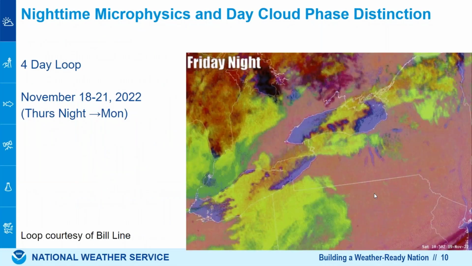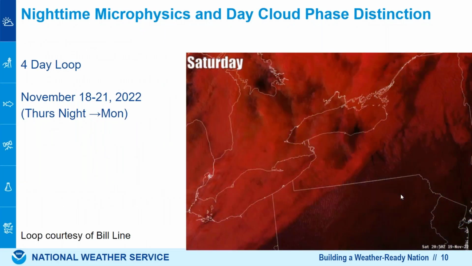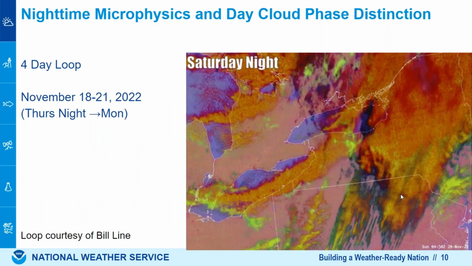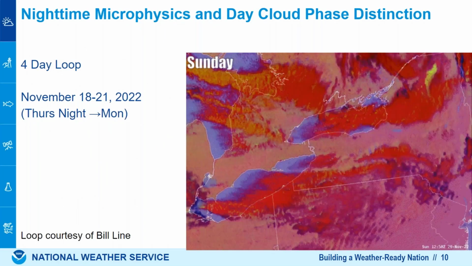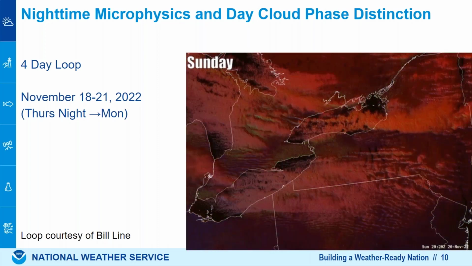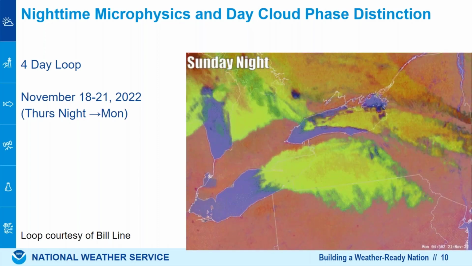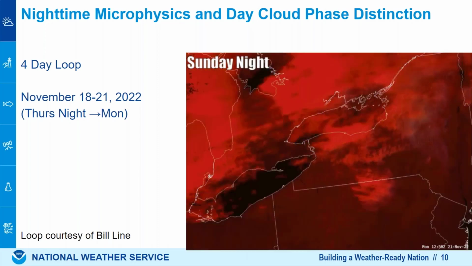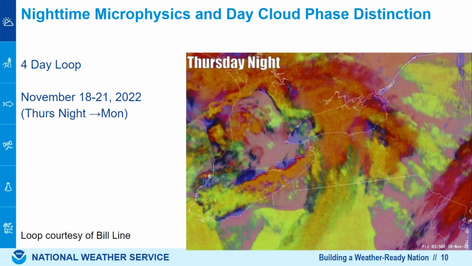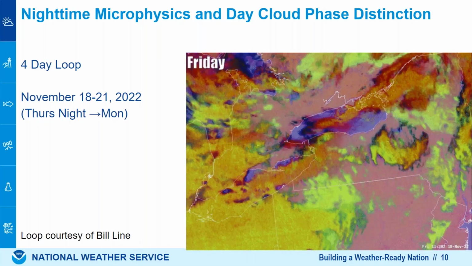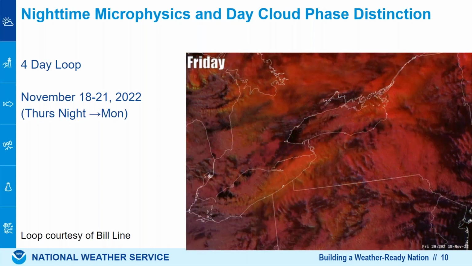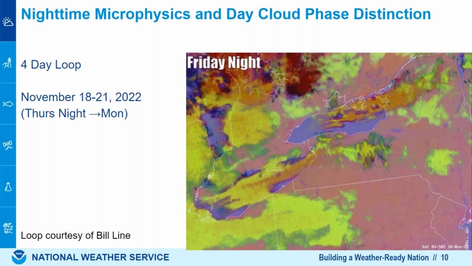Okay, now onto the satellite imagery, because that's what you're all here for. So this is a 4-day loop. It goes from just after the 17th, so November 18th, all the way to the 21st of November. It's a composite of both the nighttime microphysics RGB and the day cloud phase distinction RGB.